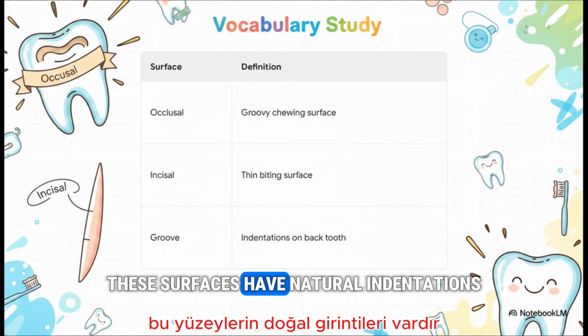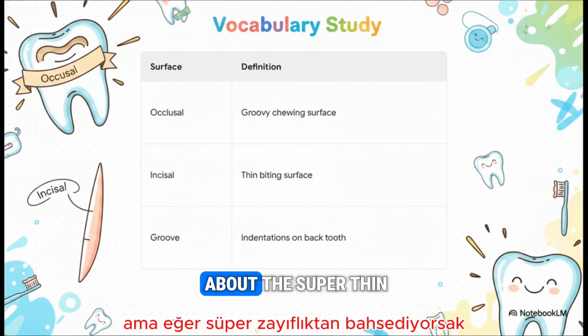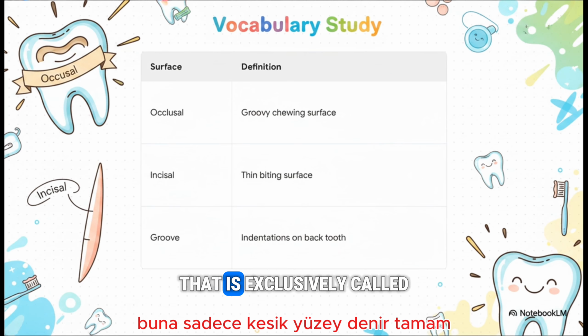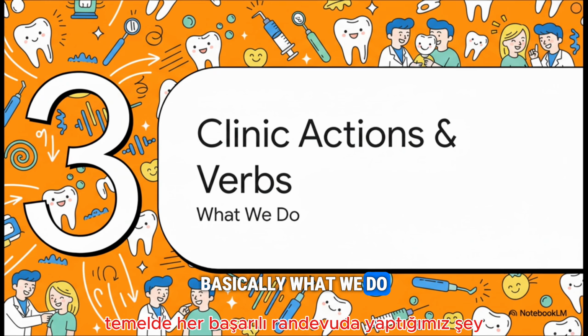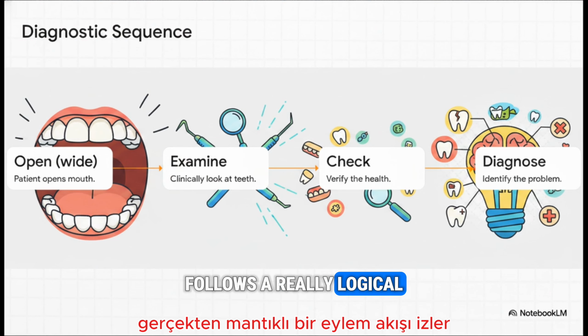These surfaces have natural indentations we call grooves. But if we're talking about the super thin, sharp biting edge of an anterior front tooth, that is exclusively called the incisal surface. All right, section 3, clinic actions and verbs, basically what we do. Every successful appointment follows a really logical flow of actions.